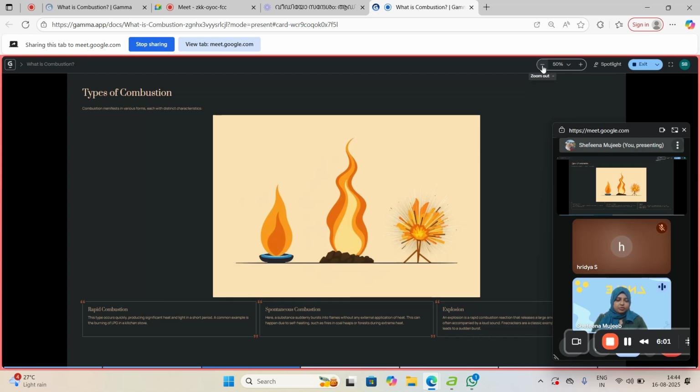Okay, next is explosion. Explosion is an example of a rapid combustion, because explosion occurs by the application of external heat or external flame. But the difference is that explosion is accompanied by a loud voice and a mashup. The best example is the bomb blast, or the firecrackers we are using during our festivals. That's only about our three main types of combustions: rapid, explosion, and spontaneous combustion. Okay, then we can move to the next slide.